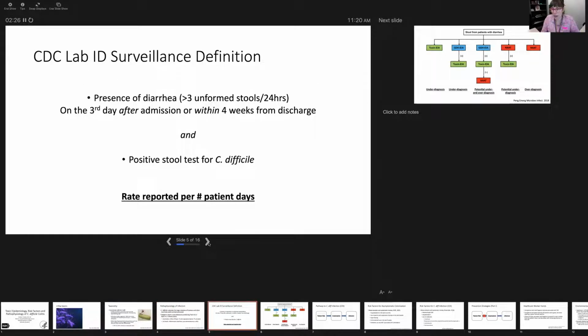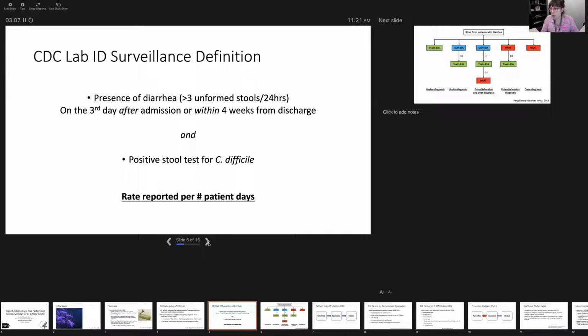This may not be something that you've heard before, but I'm going to tell it to you because I am a hospital epidemiologist and we report C. diff infections to the NHSN. The CDC lab ID surveillance definition for infection is here. So there needs to be diarrhea, greater than 3 unformed stools, on the 3rd day after admission or within 4 weeks from discharge. Operationally, this could be someone who comes in with diarrhea, but no one tested or reported on it until the 3rd day of admission. And then that would be recorded as a hospital-associated case, which would go on the data that your hospital is compared to other hospitals for quality.